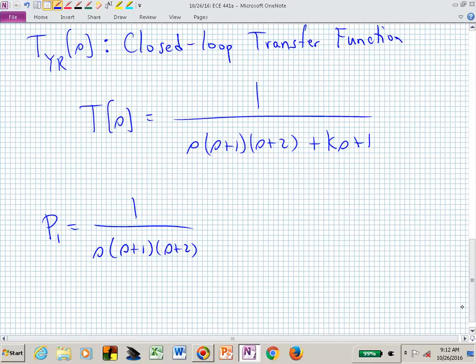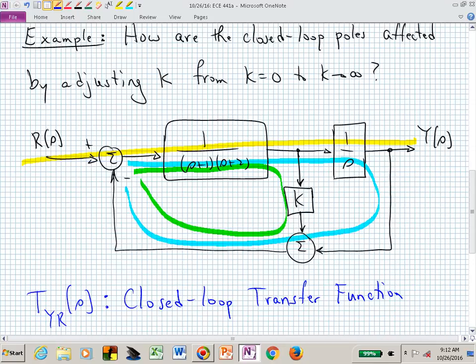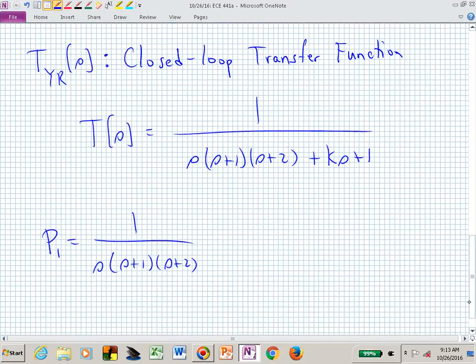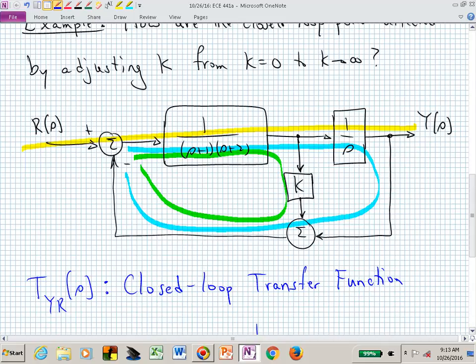In terms of my loops, the blue loop is really very similar to the first path, except I have a negative sign introduced because it's now circling back around. But there's no gain in that feedback path that I'm pursuing in that first loop. So actually in my notes I called that loop 2, but it won't matter. So I'll say loop 1 is now minus 1 over s plus 1, s plus 2. Are we okay with that?